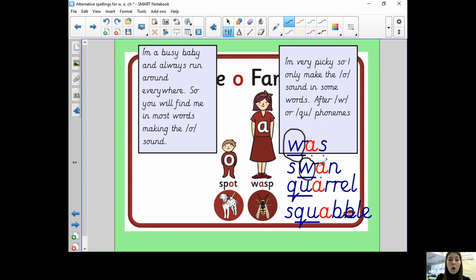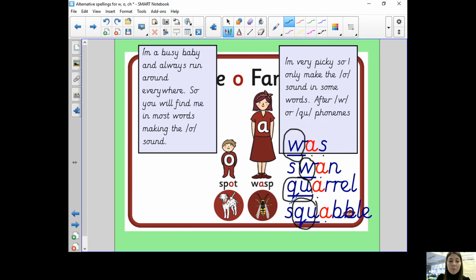S, w, o, n, swan. Down here, I have the qu sound before my letter A. So I know when the A is after the qu, it makes the o sound. So this must say qu, o, r, r, e, l, quarrel. Same down here. The A is after the qu, so it must be making the o sound.